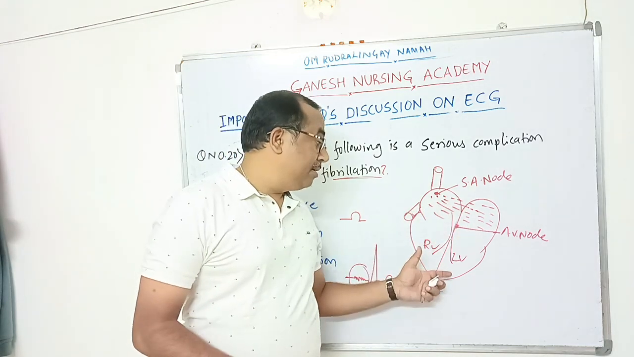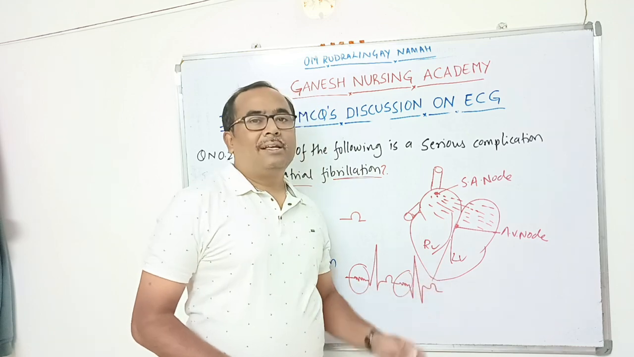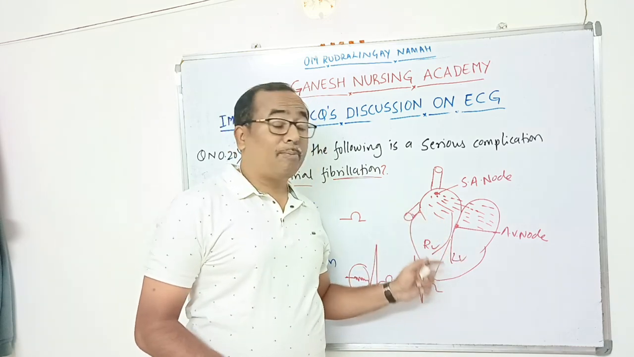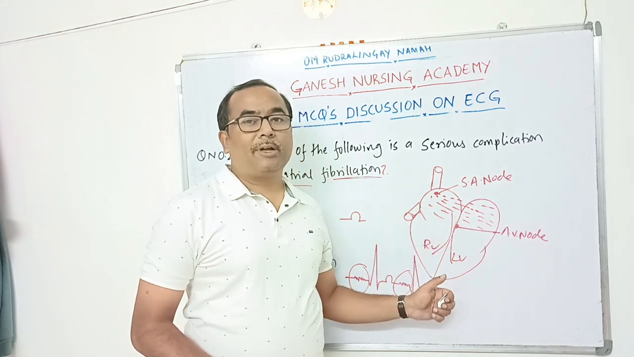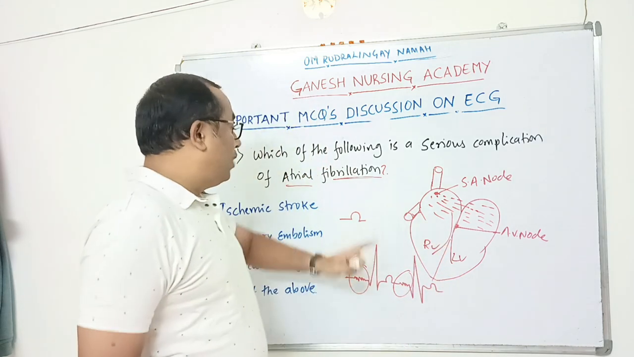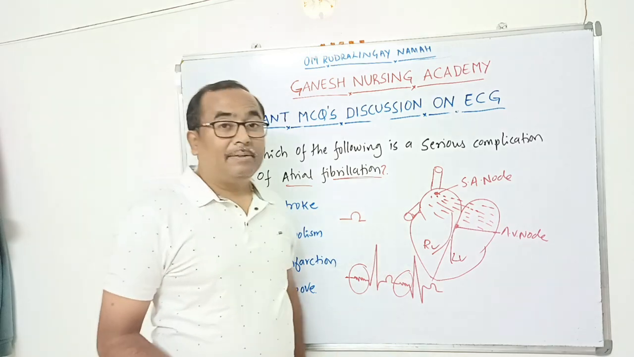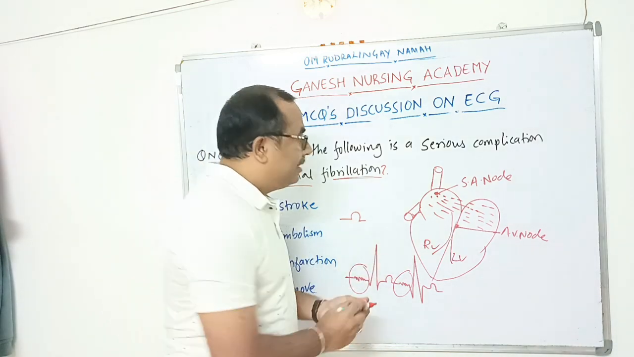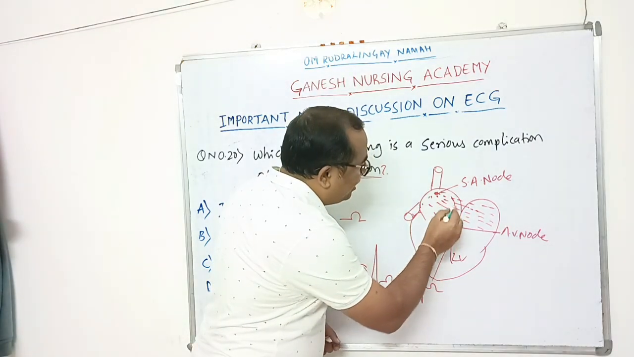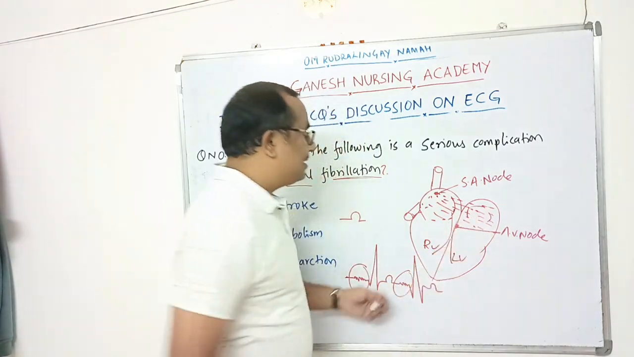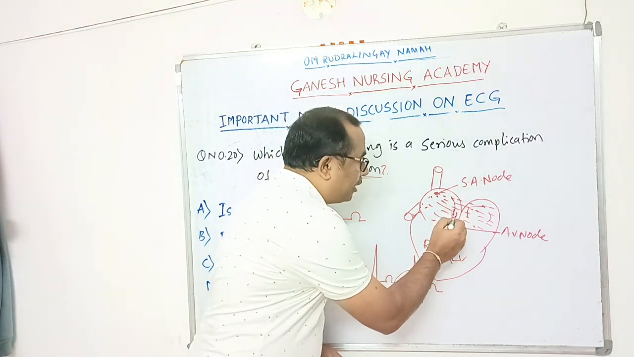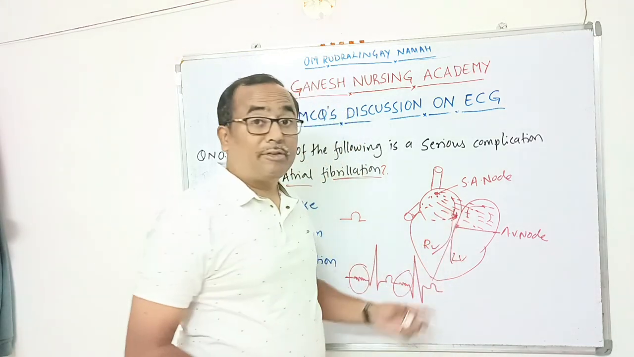As there is a good contraction of ventricles, the patient will not lose consciousness and collapse will not take place here, because the ventricles are functioning properly. So what is the complication of this atrial fibrillation then? Because the atria are contracting very weakly, there is no proper movement of blood. A slight stasis of blood will take place. The blood will start accumulating because of the weak contraction.